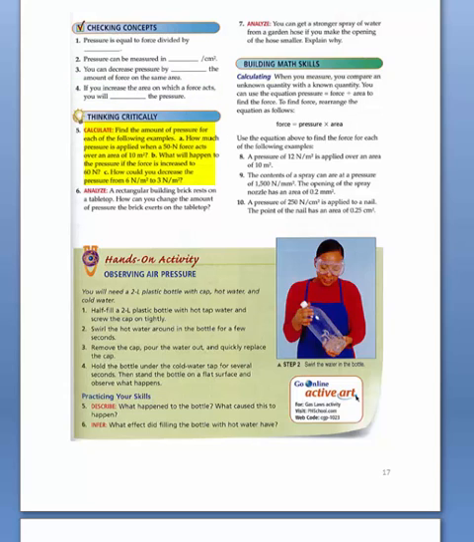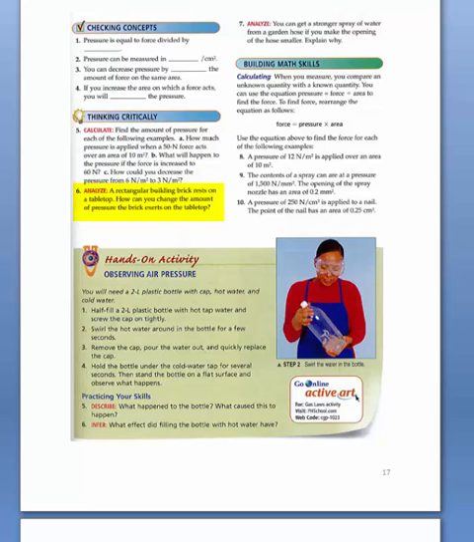Thinking critically. 5. Calculate. Find the amount of pressure for each of the following examples. A. How much pressure is applied when a 50 newton force acts over an area of 10 meters squared? B. What will happen to the pressure if the force is increased to 60 newtons? C. How could you decrease the pressure from 6 newtons per meter squared to 3 newtons per meter squared?